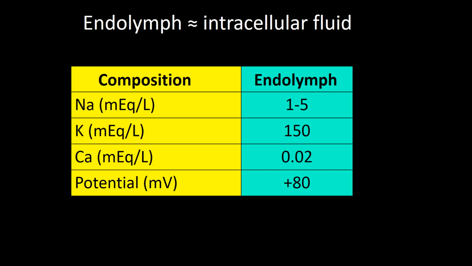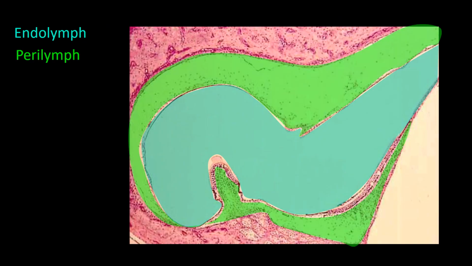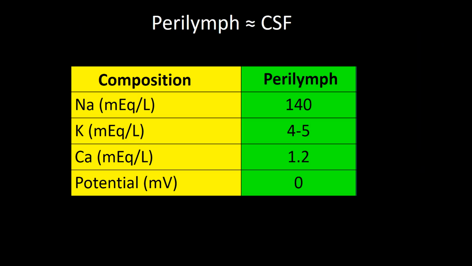The composition of the endolymph is similar but not the same as the intracellular fluid. Potassium is high and sodium is low. On the other hand, the depth of the hair cells in the crista ampularis and the macula are bathed by perilymph. Perilymph is much like CSF. Sodium is high, potassium is low.